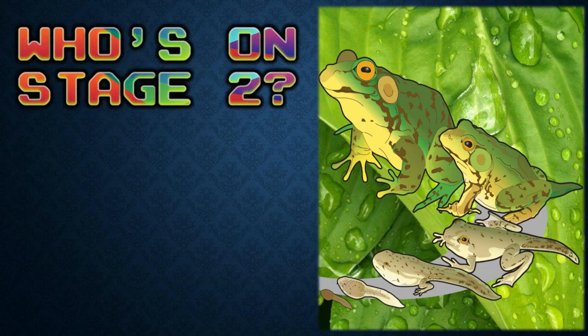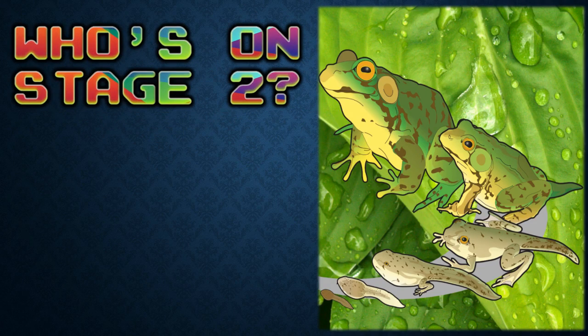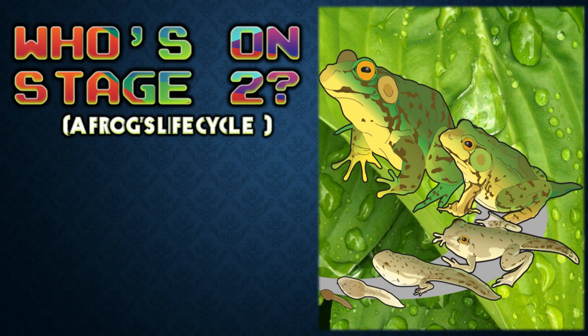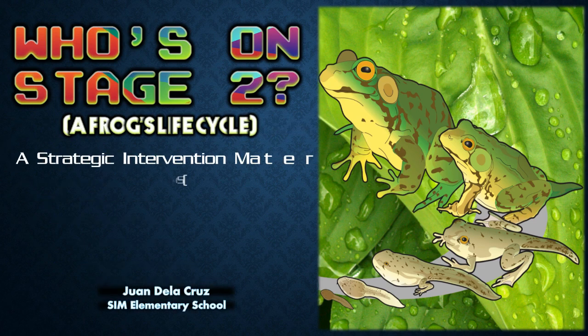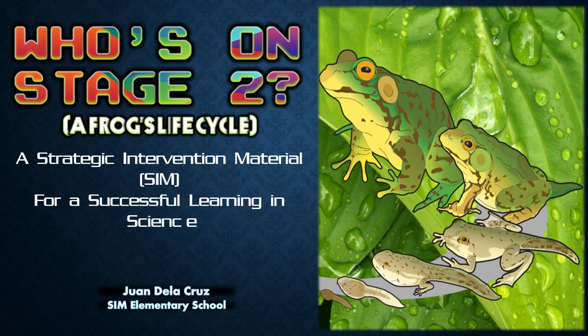Who's on stage 2? A frog's life cycle. A strategic intervention material, SIM, for a successful learning in science.